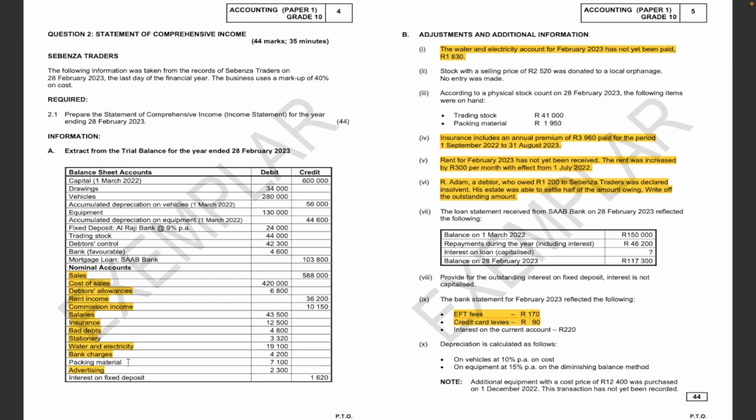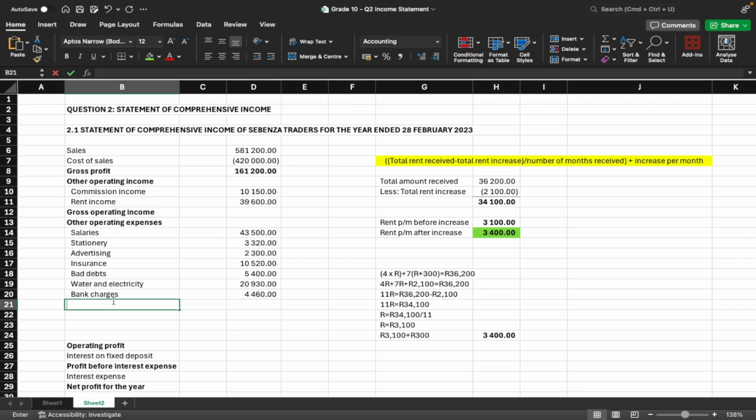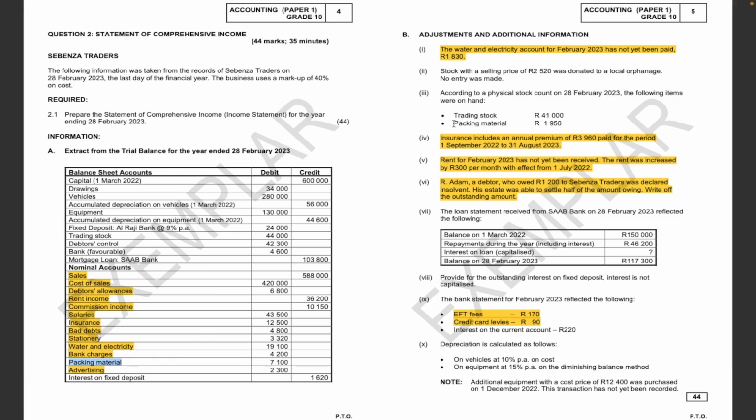Okay, next, packing material. We've got packing material there, and the amount is 7,100. Now we need to check our additional information to see if we are told anything regarding packing material. And up here, number 3, we are told packing material is 1,950 rand, according to a physical stock count on 28 February 2023. So what do we do with that? Well, it's easy. Usually when we buy packing material, we record it as an expense. But at the end of the financial year, if we have any packing material left, and by the way, the same thing applies to stationery, if we have anything left, stationery on hand or packing material on hand in this case, we have to deduct it from expenses because it's not an expense. If it's remaining at the end of the financial year, it actually becomes an asset. It goes into your balance sheet.